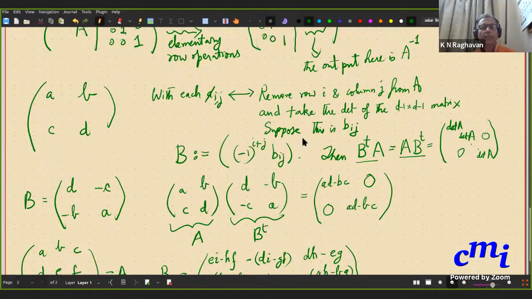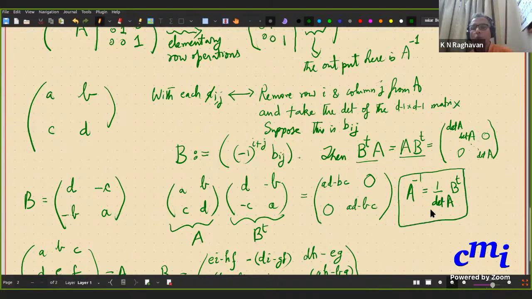So we have defined this B, and we are saying that B transpose is this. So if I want the inverse of A, I take 1 over determinant of A times this B transpose. So A inverse is 1 over determinant of A times this B transpose. Of course, in order to define this, we assume determinant A is non-zero. Okay. So clear so far? Any questions?